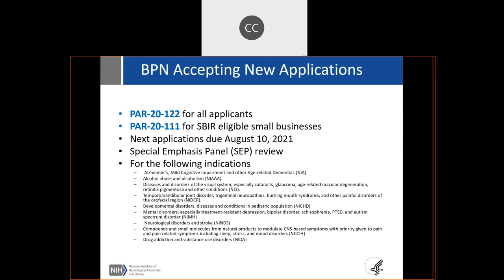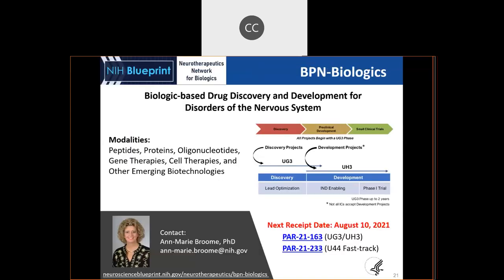We have things with a lot of the indications listed here, but look in the FOA for what each IC is presently interested in. And I promise I'll touch on a couple of programs at the end here.